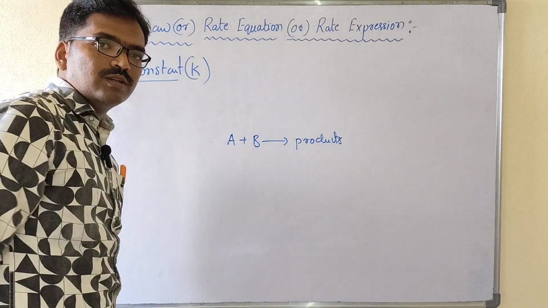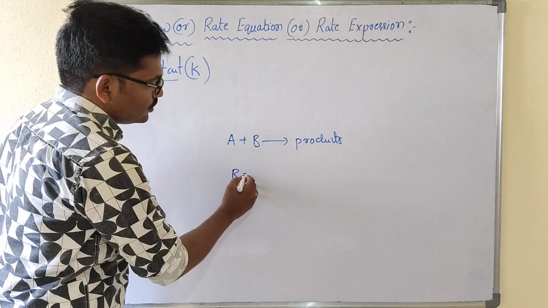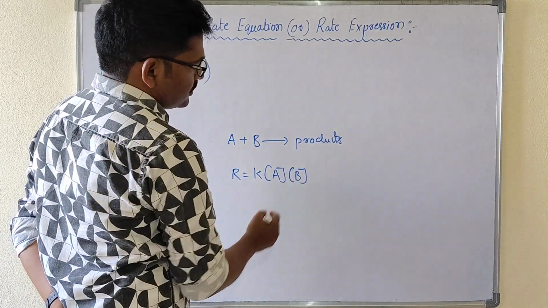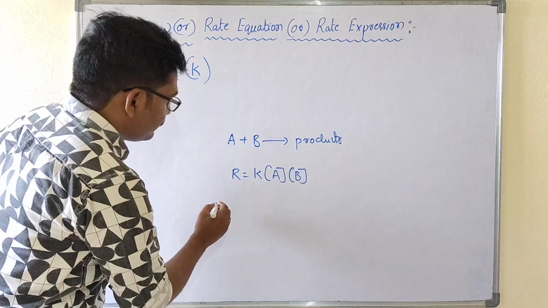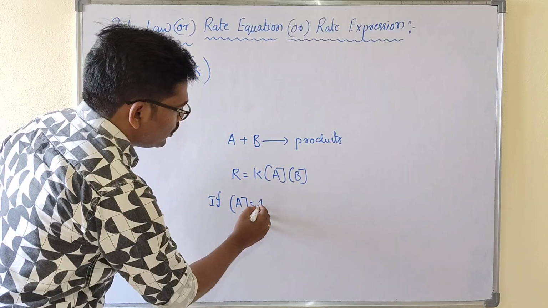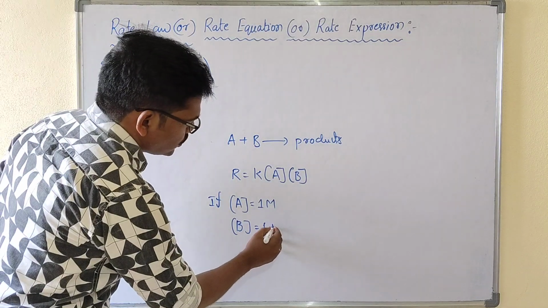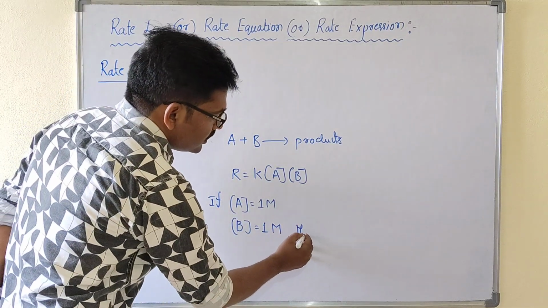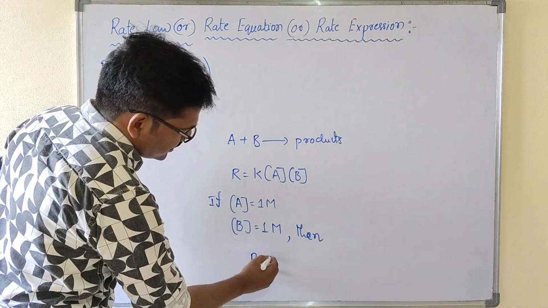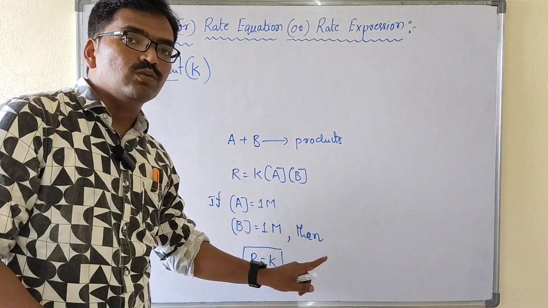Look at this, one of the reactions. Observe the reaction carefully. This reaction's rate law is given as R equals k into [A]^1 [B]^1. Clear? If the concentration of A equals 1 molar, and the concentration of B equals 1 molar, then what happens? When both are 1, then R equals K. The rate of reaction equals the rate constant.